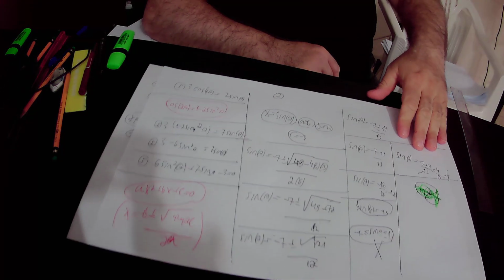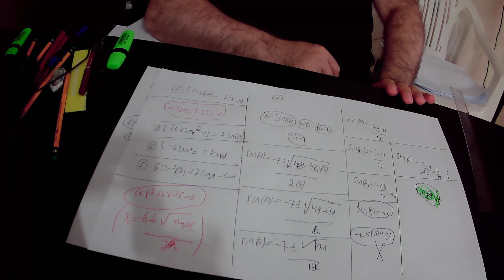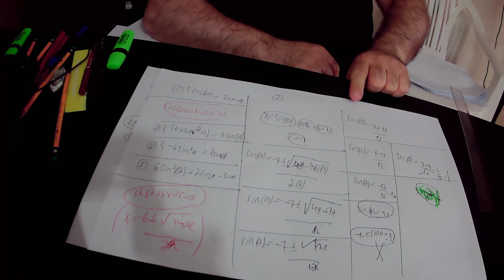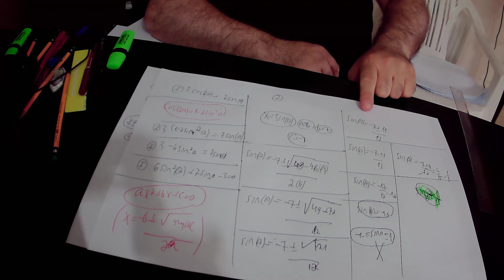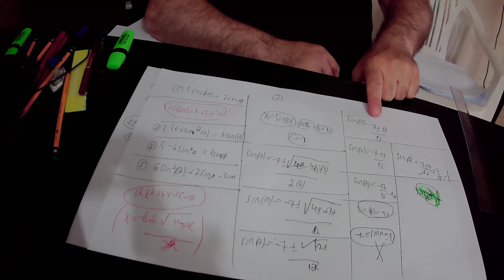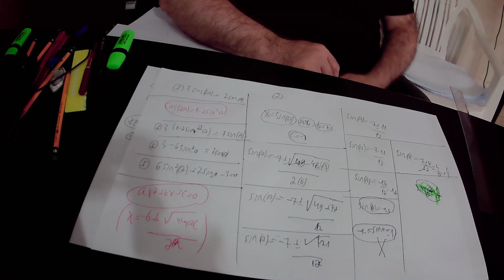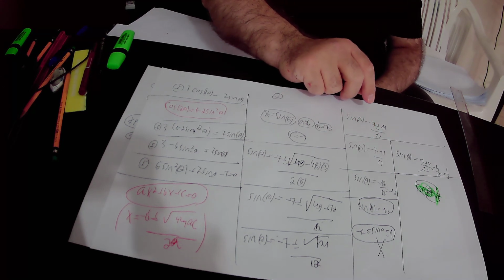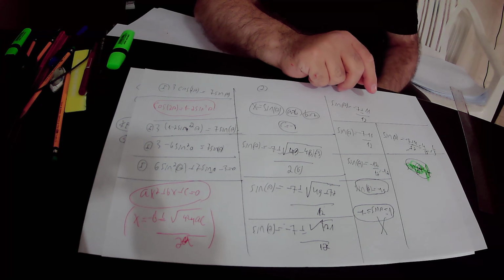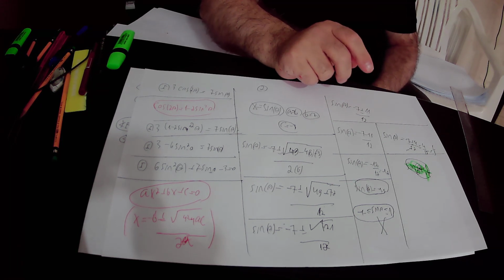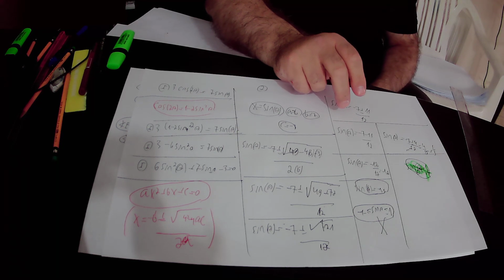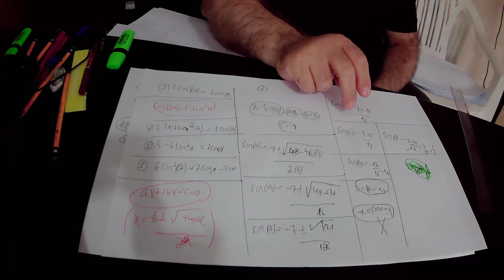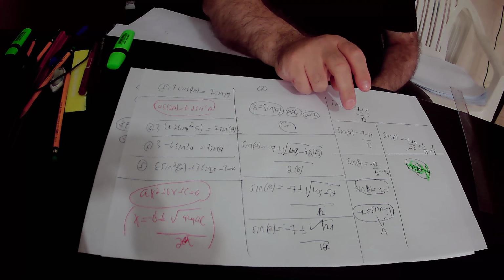So in conclusion, we got two solutions for sine theta. We have sine theta equals minus 7 plus or minus 11, over 12. The first solution for sine theta is minus 7 minus 11, over 12. The second solution for sine theta is minus 7 plus 11, over 12. We'll focus on the first solution. Here sine theta equals minus 7 minus 11. Minus 7 minus 11 is minus 18, and minus 18 over 12 is minus 1.5.